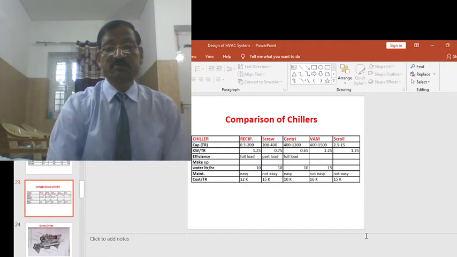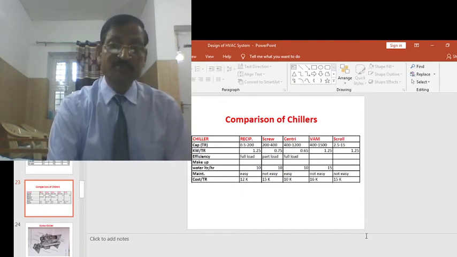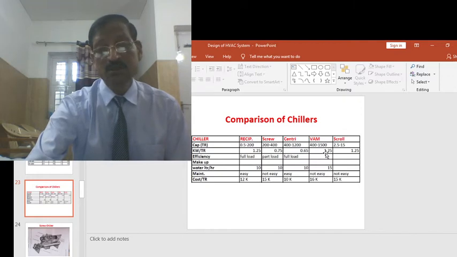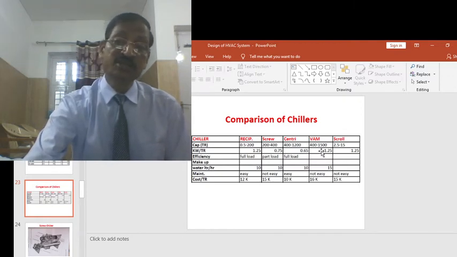Comparison of chillers. Various types of chillers are available in our air conditioning system: reciprocating chillers, screw chillers, centrifugal chillers, VAM and scroll. As for capacity, if the load is from 0.5 to 100 ton, we use the reciprocating compressor. If the load is from 200 to 400 ton, screw compressor. 400 to 1200 ton, centrifugal. If the load is from 400 to 1500 ton, then VAM.